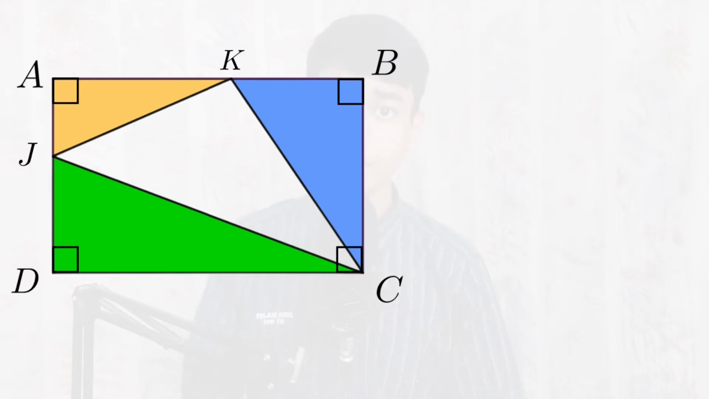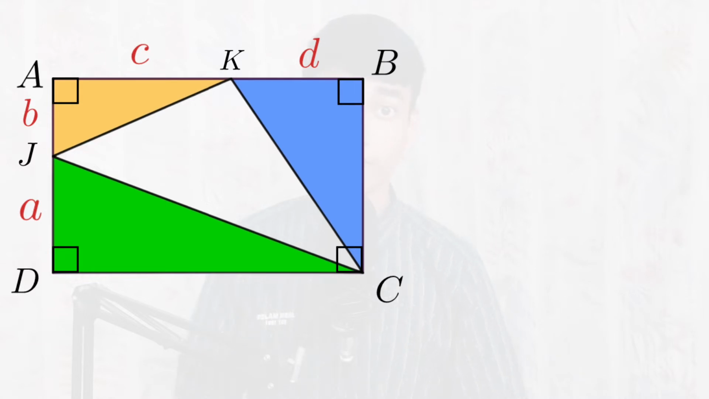Now let the length of the line segment JD be equal to variable A, the length of the line segment AJ be equal to variable B, the length of the line segment AK be equal to variable C, and the length of the line segment KB be equal to variable D. Now the total length of AD, that is the breadth of the rectangle, becomes A plus B, and the total length of the rectangle becomes C plus D.